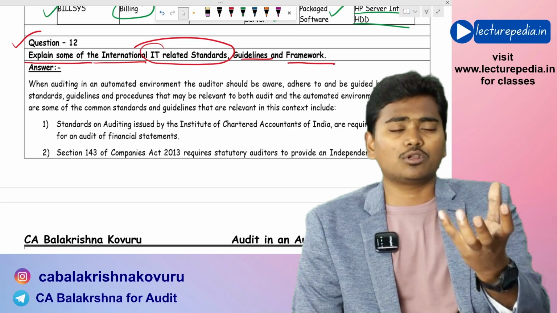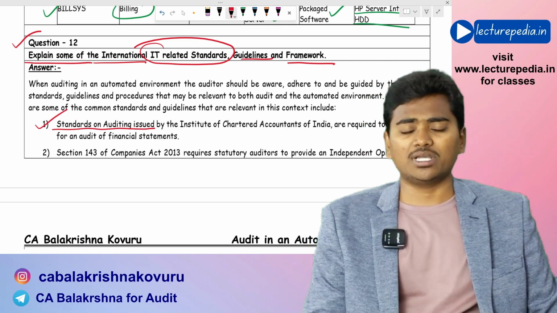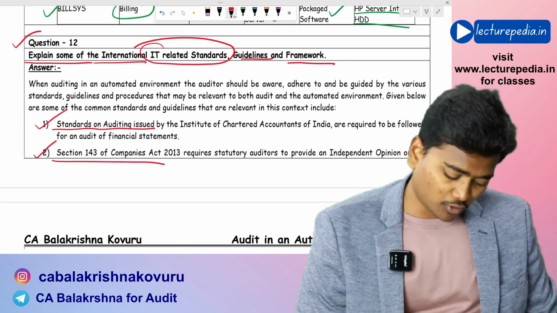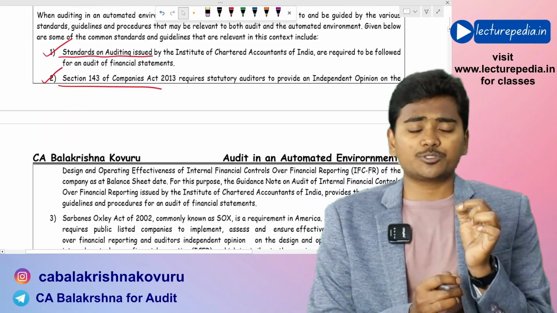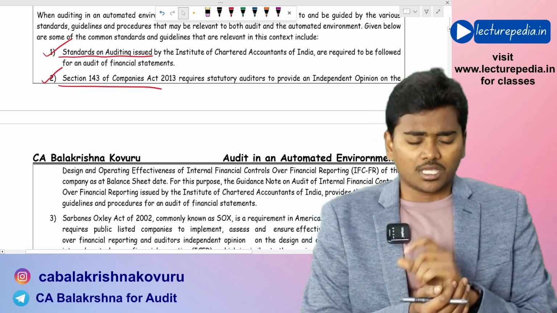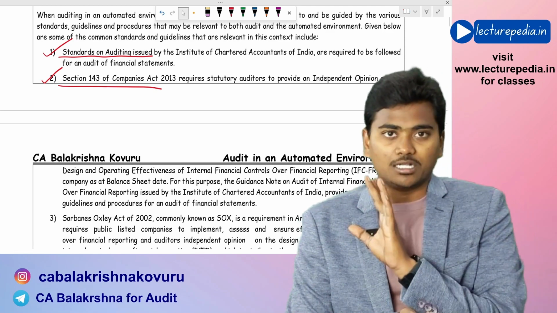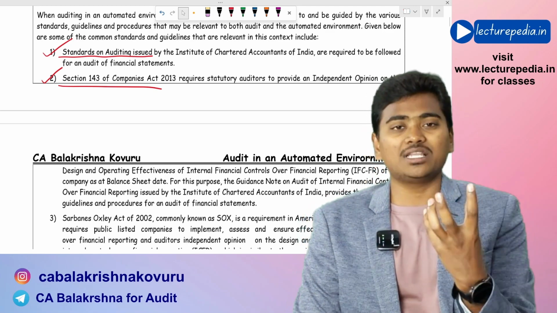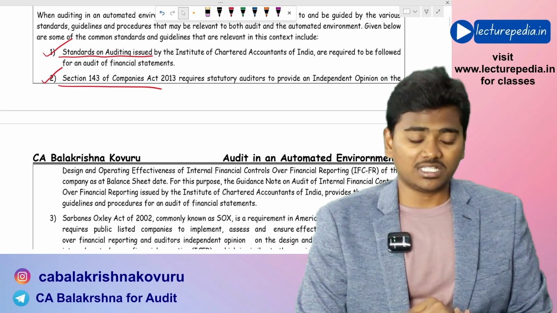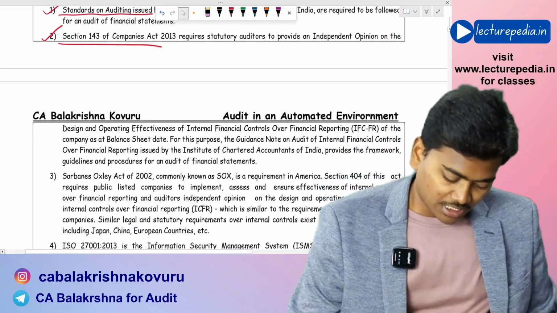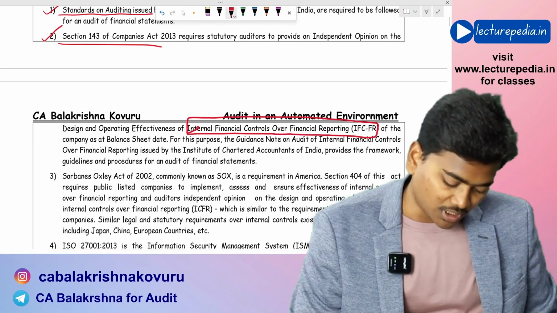First of all, you can write example of auditing standards that are applicable in India. Okay, standards on auditing issued by ICAI. Next, section number 143 of Companies Act 2013 has a specific requirement with respect to a particular report: internal financial controls over financial reporting. The auditor needs to give his opinion on the internal financial controls over the financial reporting as per section number 143 of the Companies Act. Even that you can mention.